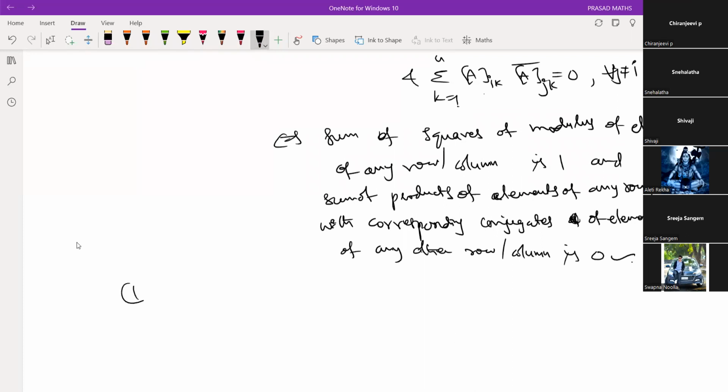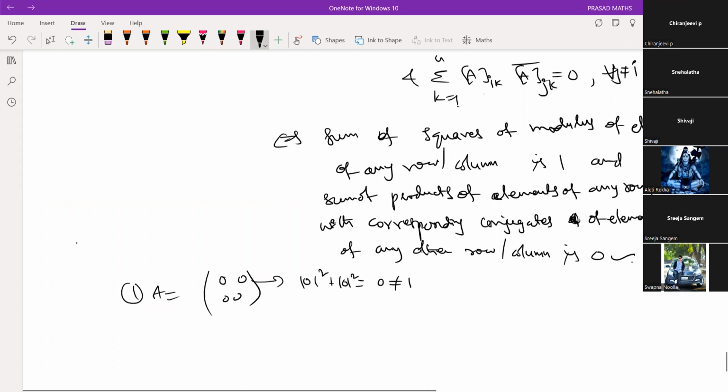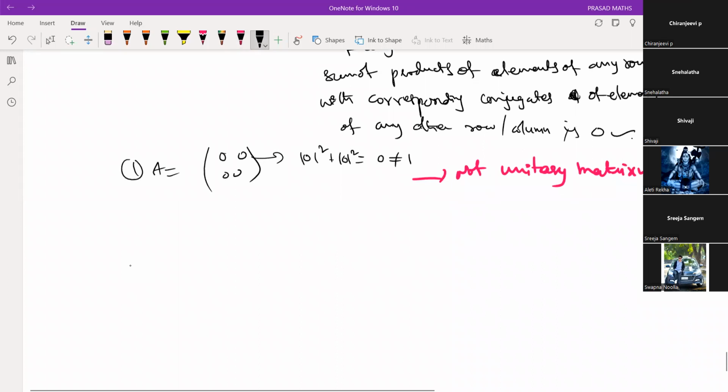And look at my example. Suppose you take this zero matrix. Is it a unitary matrix? No, because look at the first row. The sum of the squares of the moduli of the elements is nothing but 0. 0 cannot be 1. Therefore, it is not a unitary matrix. Let's suppose you look at the identity matrix, for the sake of convenience and understanding. Take the identity matrix of n by n, or else you can take any 2 by 2 or 3 by 3 matrix.